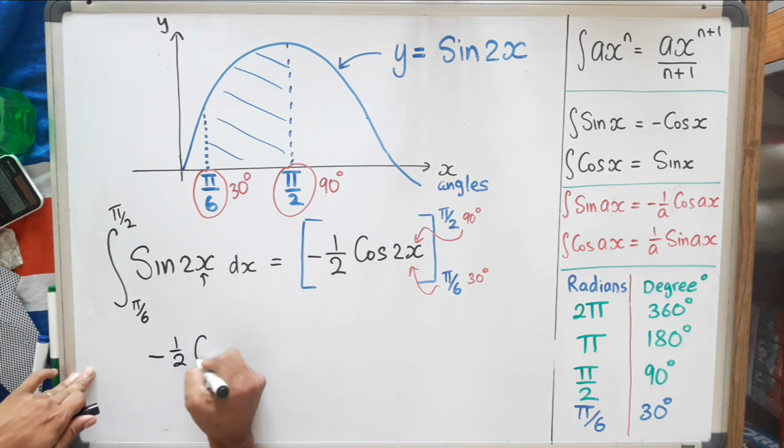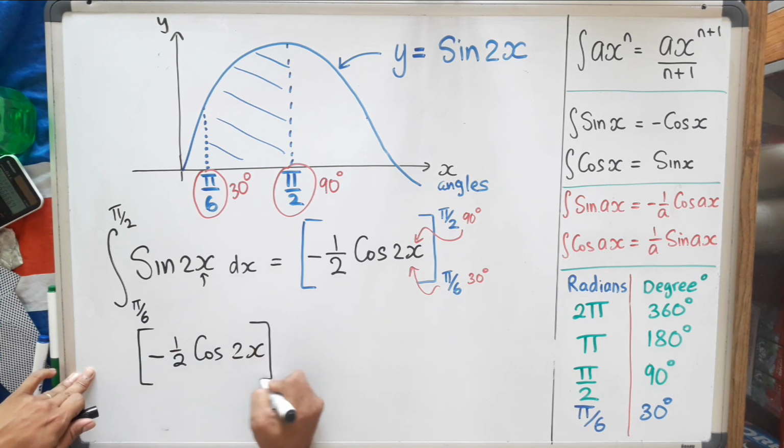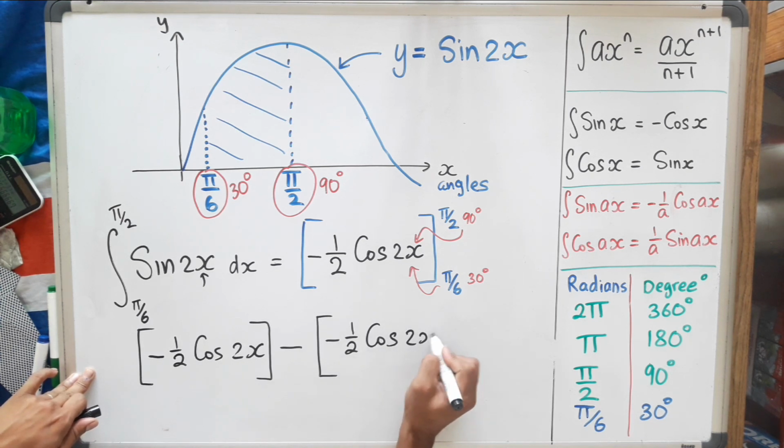Minus a half cos 2x. Put it in a big square brackets here. Minus, I'm going to write back the same thing. Minus a half cos 2x, right?